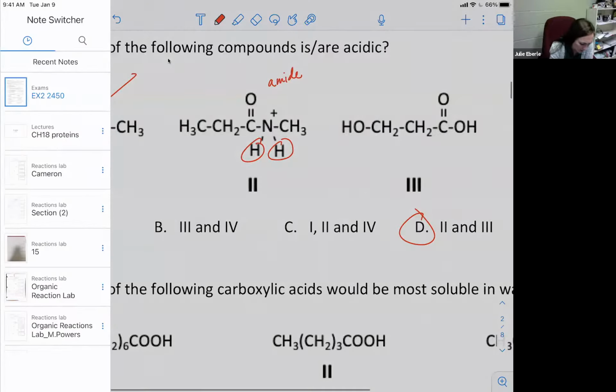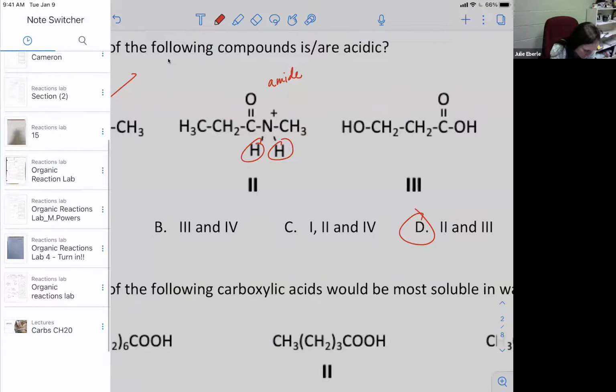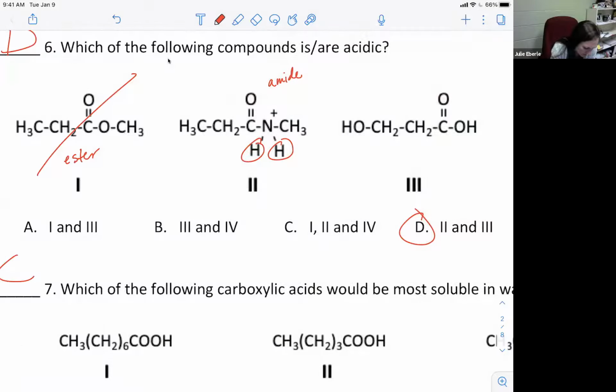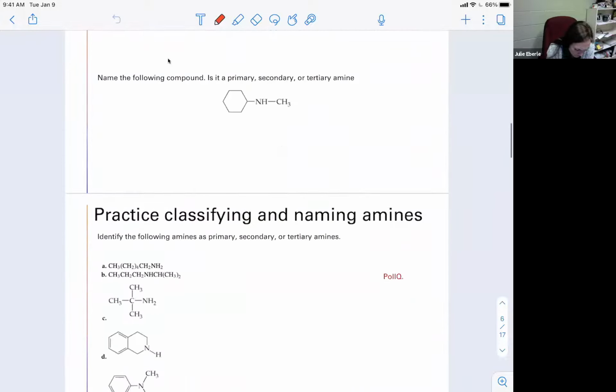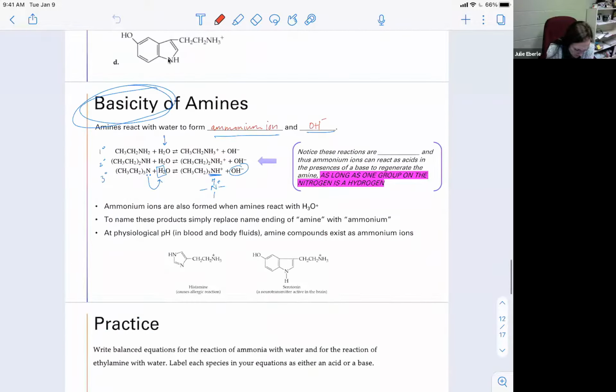Let me see if I can find that, that was specifically in where we talked about amines. Acidity amines, nope, it was just after that. Amine salts. Wait a minute.